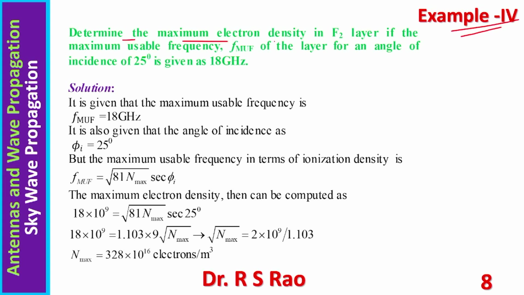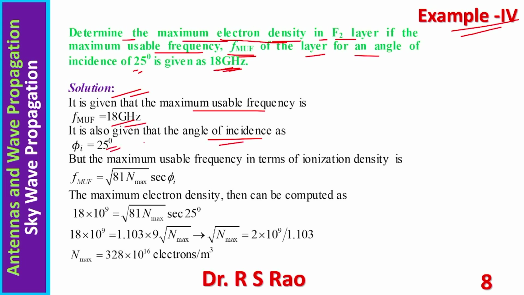Determine maximum electron density in F2 layer if the maximum usable frequency f_MUF of the layer for an angle of incidence 25 degrees is given as 18 gigahertz. So we need to find out maximum electron density. It is given that maximum usable frequency is 18 gigahertz for an incidence angle of 25 degrees. Solution. It is given that maximum usable frequency is 18 gigahertz. It is also given that angle of incidence is 25 degrees.